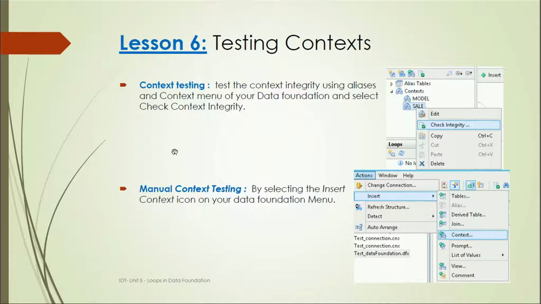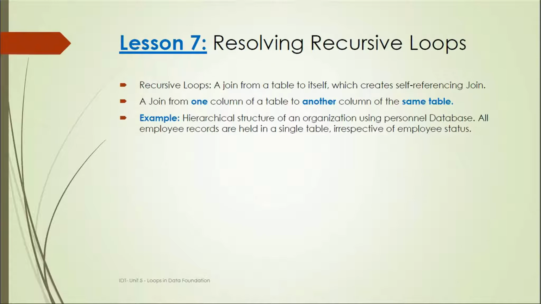Coming to testing context, context testing is one more thing, where we need to test the context integrity. Using the aliases and context menu of your data foundation, select context integrity. Suppose this is a context, and if I right click, there will be a check integrity option which will test the context for its integrity. Manual context testing is also available in the actions insert menu, where there is a context option to test the context.